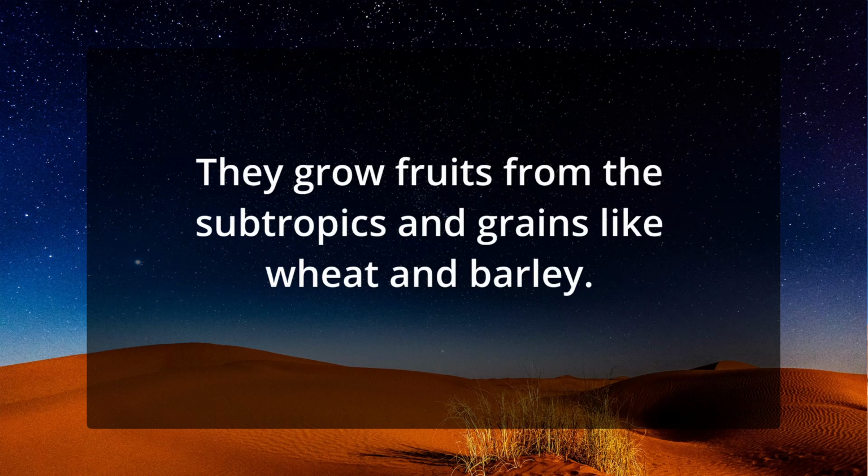Terrace farming is supported by abundant precipitation in Yemen's and Hadramaut's mountains. They grow fruits from the subtropics and grains like wheat and barley. Nomadic tribes with sheep and goats move around to find grasslands in other places. Nomadism, pastoral nomadism, and nomadic empires are all important parts of West Asia, just like they are in Central Asia.